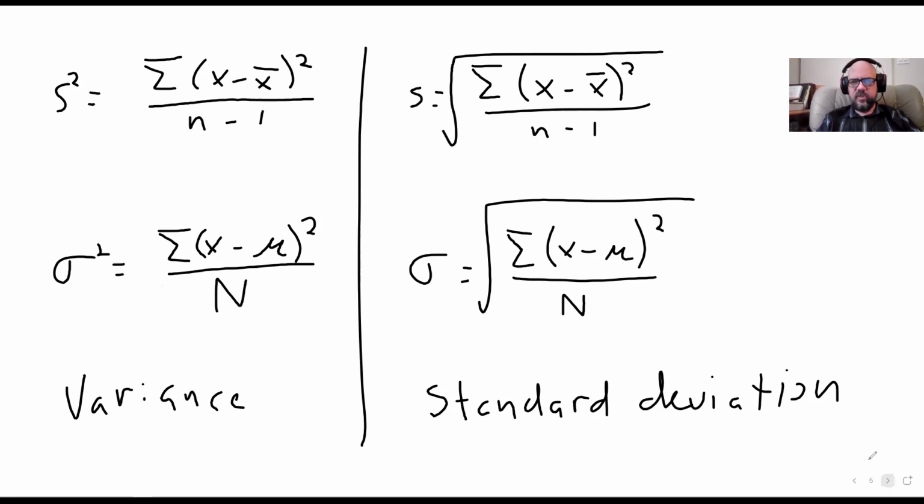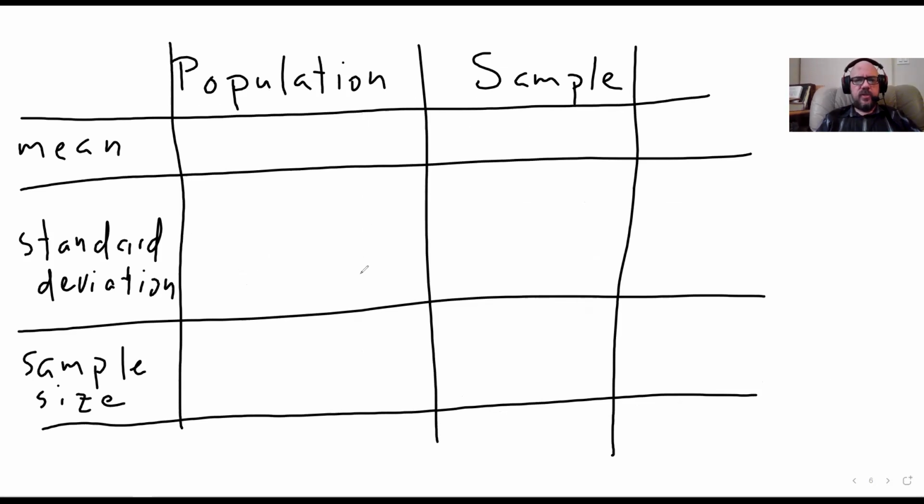Okay, so I've introduced a bunch of symbols. Let me give you this little chart here. You might want to write this down. I've got population and sample, and these things are parameters and these things are statistics. I'm just going to put the symbols in here. The population mean symbol is mu. It is a Greek M. It looks like a U with two tails on it, which kind of is, to be honest, but it is a Greek M. The symbol for sample mean is x with a bar over it, pronounced x bar.